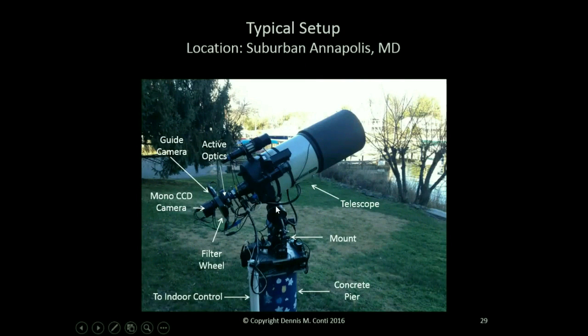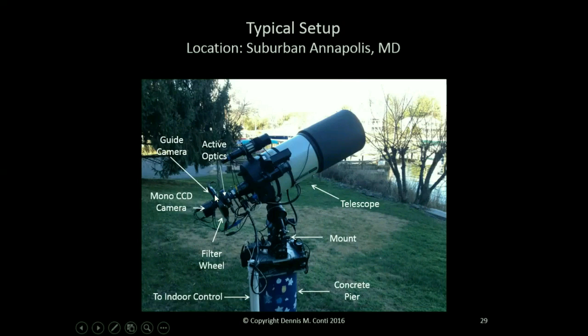We'll see in a little bit some of the important characteristics of the mount. We see a camera, in this case a monochrome CCD camera, which is the preferred type of camera as opposed to a color camera, and that's so that we can use different types of filters that you see here in a filter wheel. Here we see a guide camera that will pick off the light of a star in the field of view that the CCD camera is viewing, and that's important for auto guiding, again, that we'll talk about later.